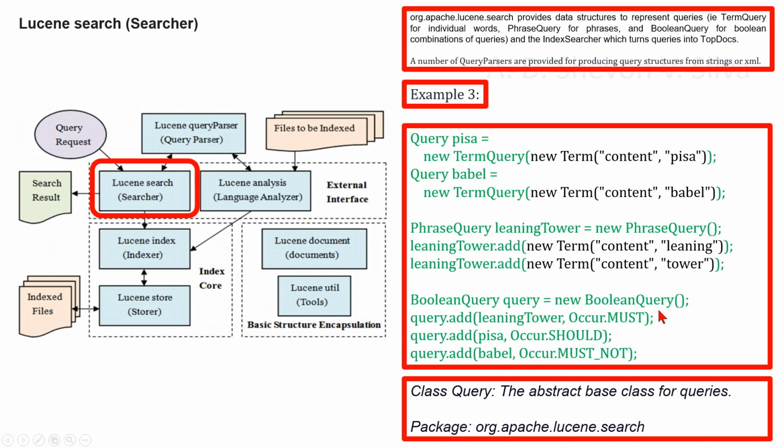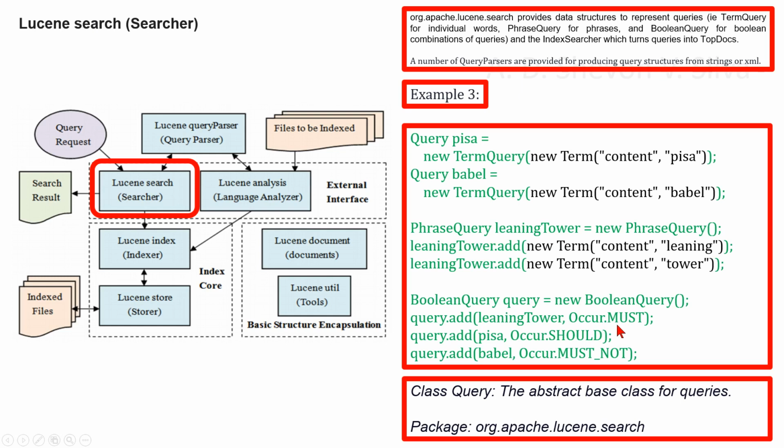Here this constructor constructs an empty Boolean query, and here the add method adds a clause to a Boolean query. Here, the enum BooleanClause.Occur.